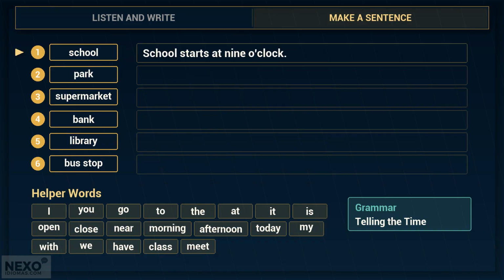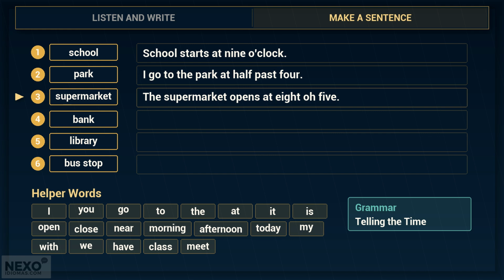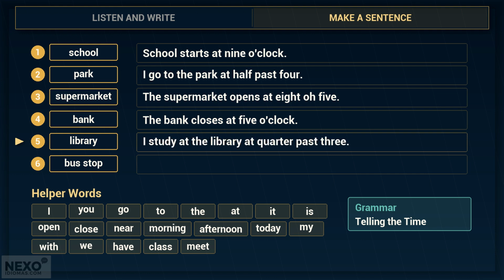School. School starts at 9 o'clock. Park. I go to the park at 4:30. Supermarket. The supermarket opens at 8:05. Bank. The bank closes at 5 o'clock. Library. I study at the library at 3:15. Bus stop. The bus stop is near the hotel.